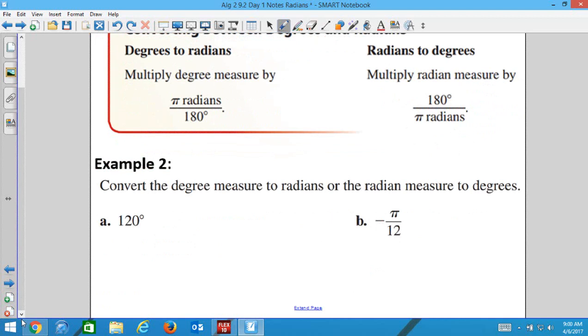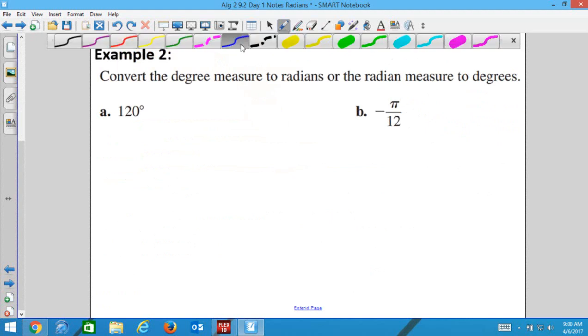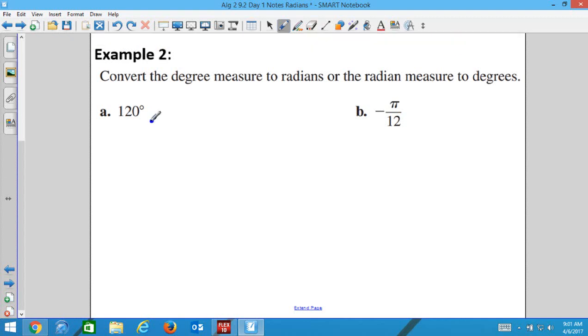So if you're given 120 degrees and you need to convert it, 120 isn't special, but that's okay. What you have to think about with these formulas is what you need to cancel out and change it into. Currently this is in what unit measure? Degrees. So I need to cancel out the degrees. That means when I multiply, I need to multiply by degrees on the bottom, so it will cancel the degrees on the top.